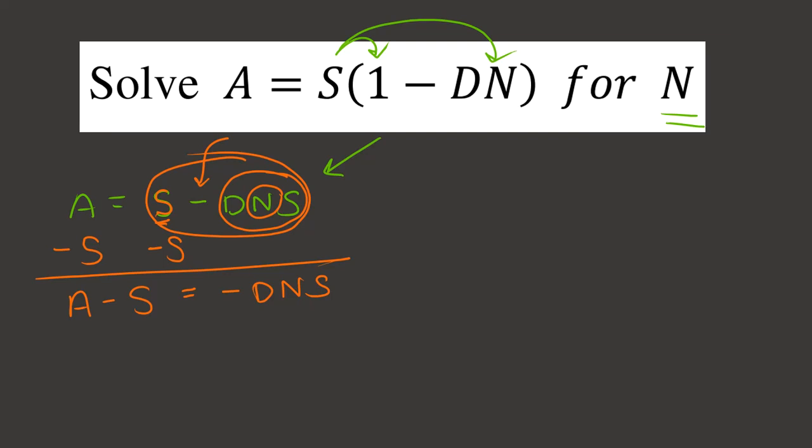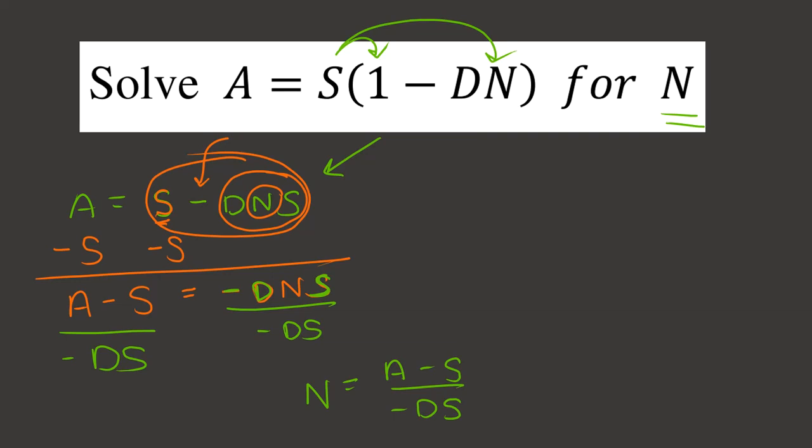Now to get n by itself, I have to get rid of negative d and s. And I can do that by dividing by negative ds on both sides. And ultimately, that's going to give me n equals a minus s over negative ds. And that will be fine as an answer. But let's look at our other option.